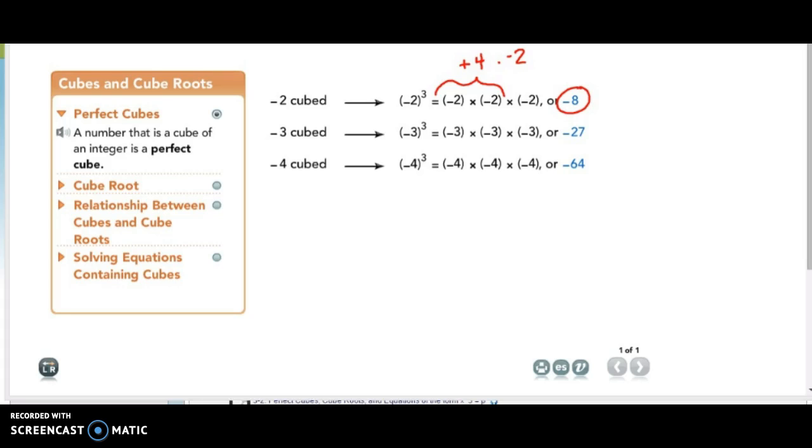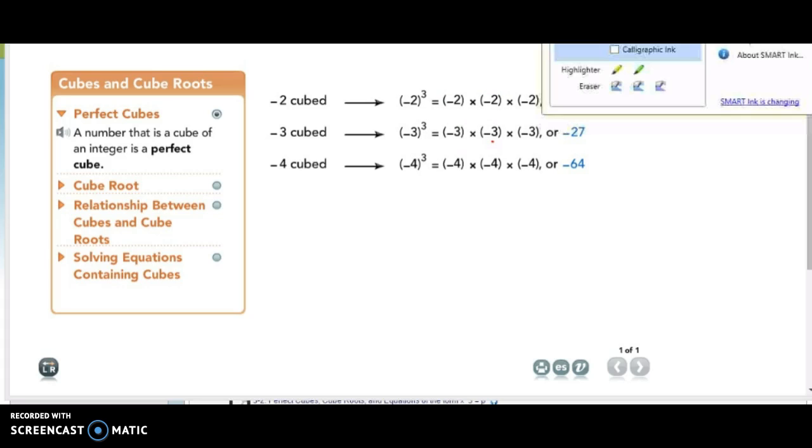With this one, the two negatives are going to cancel and become positive. Positive times a negative equals a negative. So you can tell that any negative number cubed is going to come out negative. So we will only have one answer on each one of these.